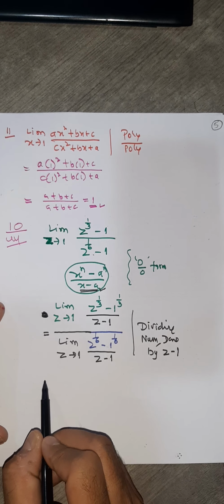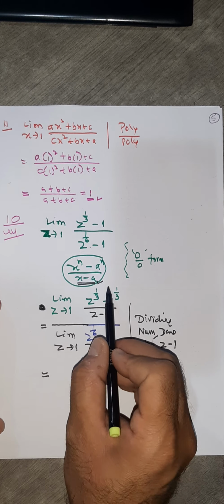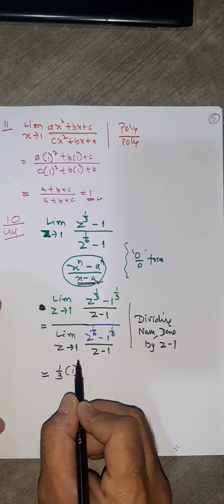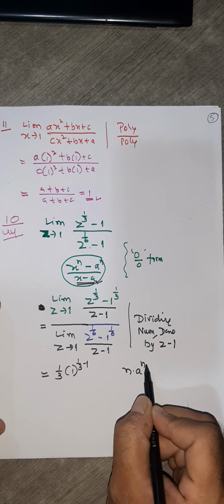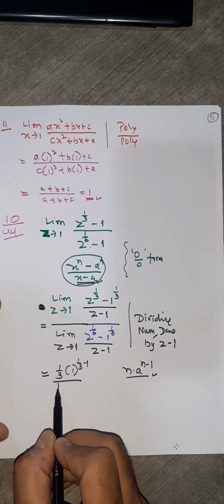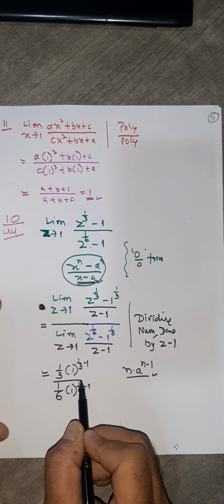अब देखो how many different formulas? 2 different formula बन गई. What is the limit of this? Take this power in the product. 1 raised to 1 by 3 minus 1. That's the answer. N into a raised to n minus 1. You know very well. Upon, what about this? 1 by 6, 1 raised to 1 by 6 minus 1.